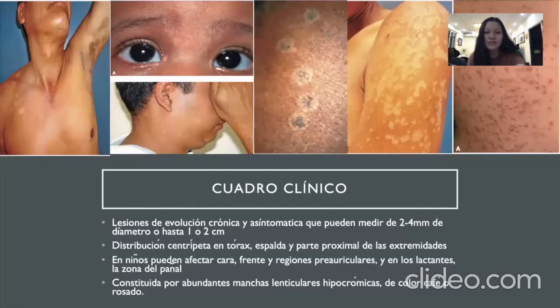All of the lesions are isolated, but they can come together and form confluent patches, as seen in the first and fourth picture. They measure up to 2 to 4 millimeters in diameter, or 1 or 2 centimeters. It is usually characterized by hypopigmented or hyperpigmented macules or patches, as I mentioned before.